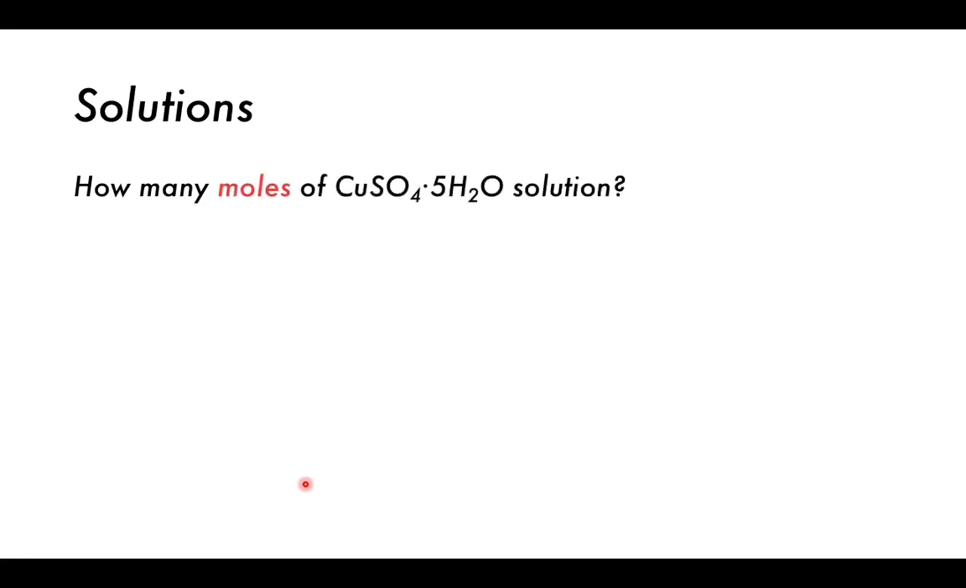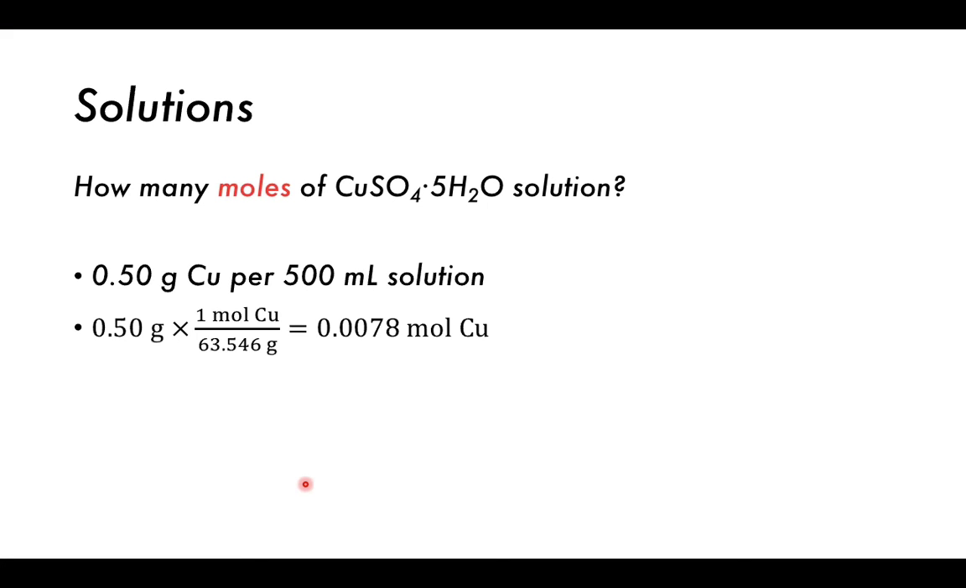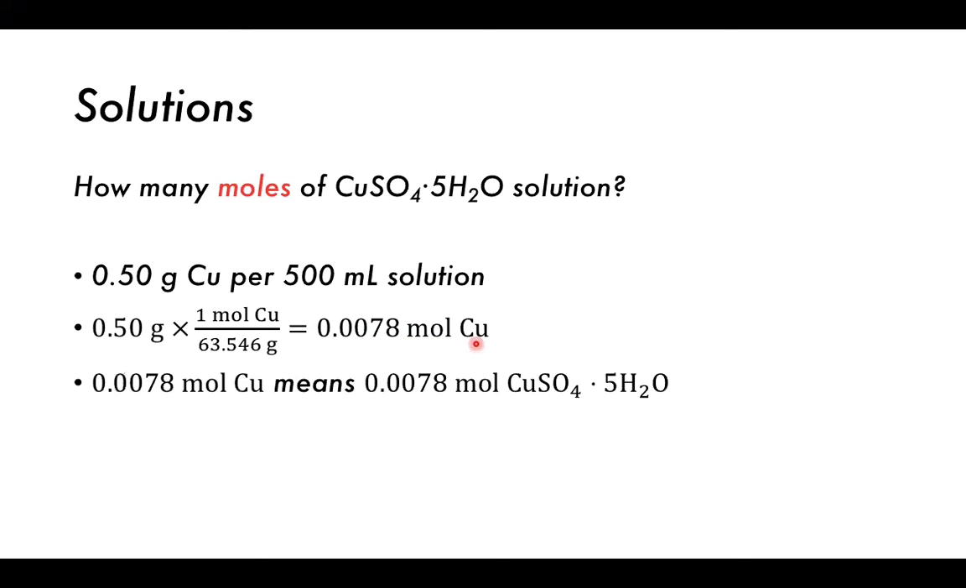So we can then calculate how many moles of copper sulfate are needed in the solution. We have 0.50 grams of copper per 500 milliliter solution. So that's going to give us 0.50 grams times 1 mole of copper per 63.546 grams of copper, which gives us 0.0078 moles of copper. So this 0.0078 moles of copper means that 0.0078 moles of hydrated copper sulfate are going to be in that solution.